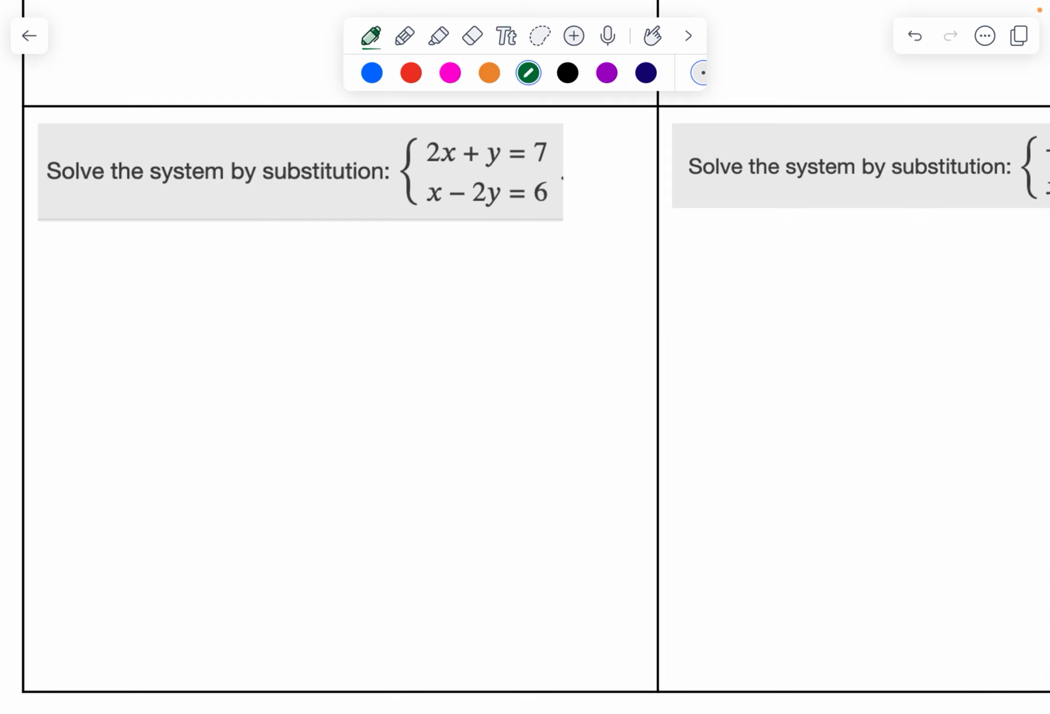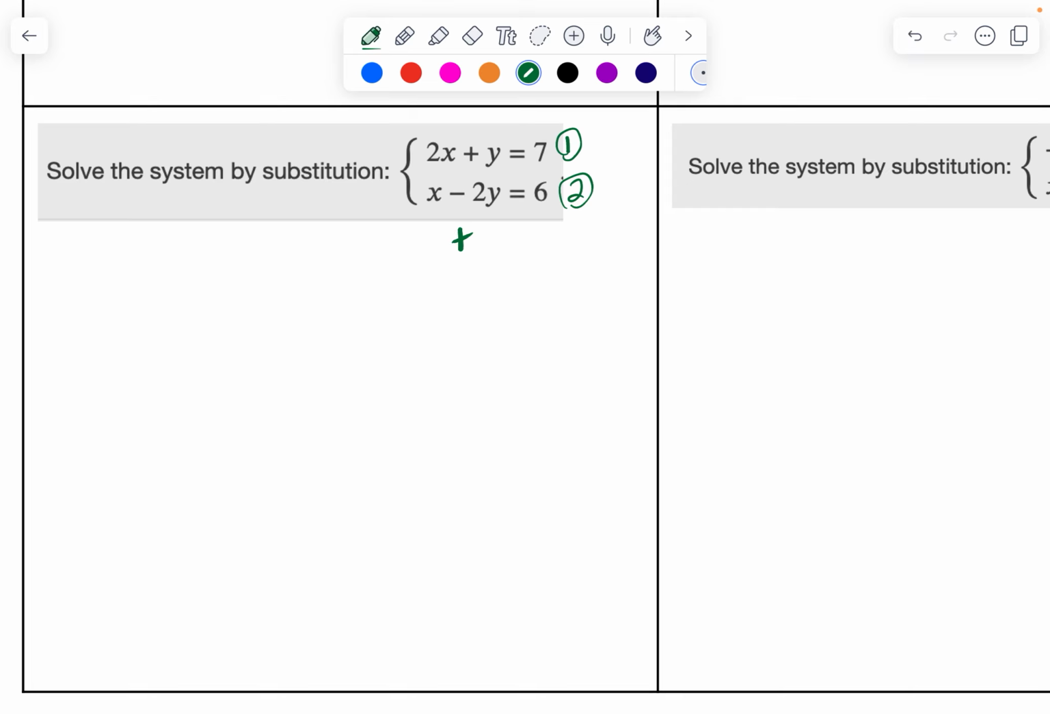Sometimes neither x or y will be by itself, so you have to kind of manipulate one of the equations to get x or y by itself. Either one of these equations will work. My first equation, I would just need to take away 2x from both sides to get y by itself. My second equation, I would need to add 2y to both sides to get x by itself.